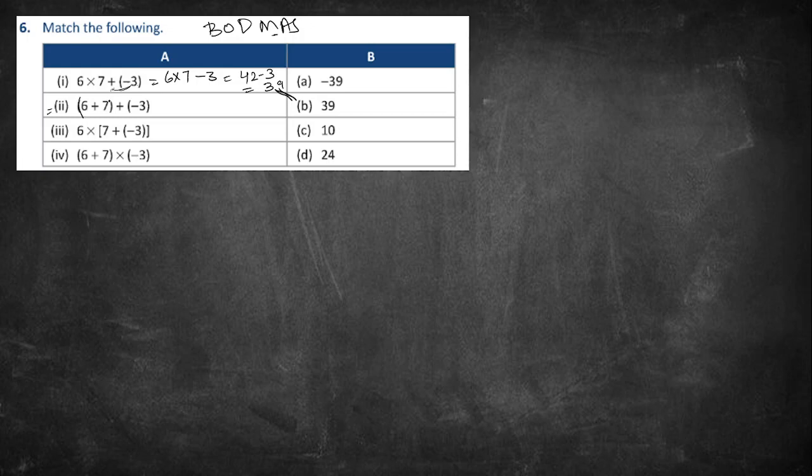Now let's check the second one. Here we have this one bracket. So 6 plus 7 is what? 13. Now here this 3 has two signs together. Both the signs are different, so it will be minus. 13 minus 3 will give you 10.